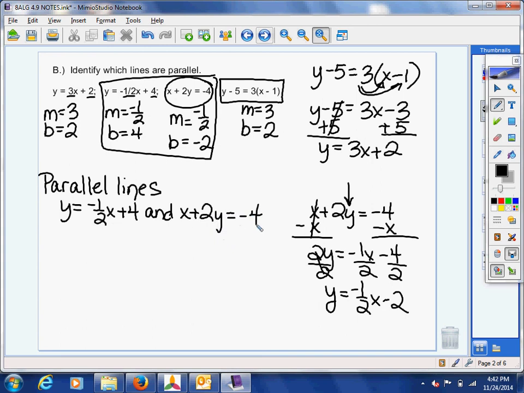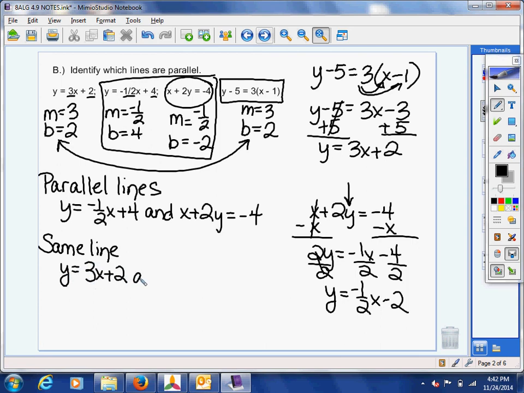But what we notice about these 2 in particular, notice that they have the same slope, same y-intercept. Well, guess what? They're the same line. When they share both characteristics, same slope and same y-intercept, you have the same line. So these are not parallel at all. They're just the same line. They just look different because point-slope form does look different than slope-intercept, but once you rearrange it, you can clearly see it's the same line.